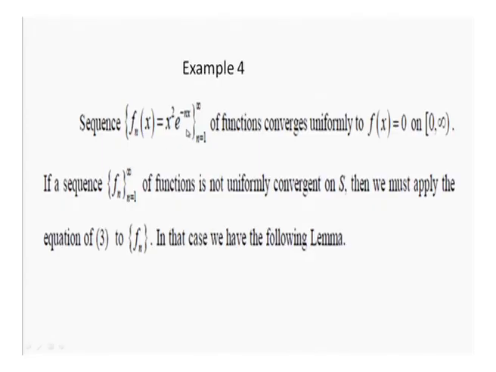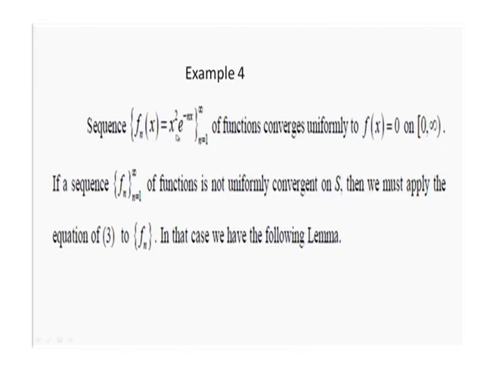Let us look at an example. We can consider fn(x) equal to x square e power minus nx, where n is positive, and our set S is the set of all non-negative real numbers, 0 to infinity. For a fixed x in this set, x square into e power minus nx goes to 0. So we can see that this sequence converges to 0 pointwise. In fact, we can obtain that this sequence converges to f, that is the 0 function, uniformly.